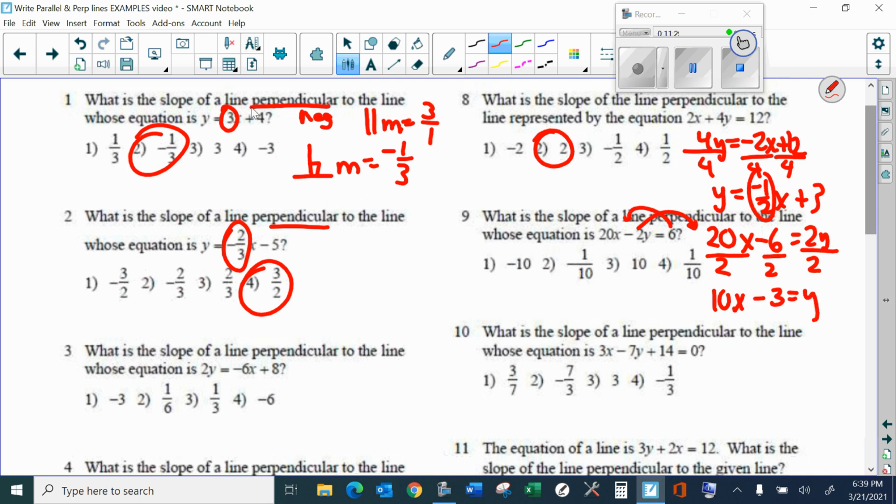Okay, so the slope is 10. What's the negative reciprocal? Negative 1/10. That's a negative sign if you can't tell right there. Negative 1/10. Here's the positive over there.